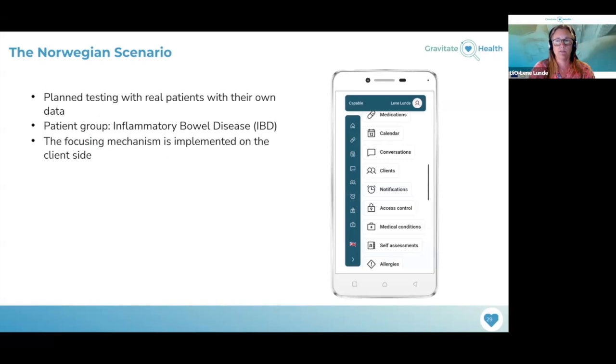The patient group is inflammatory bowel disease patients. Currently, we are waiting for the Data Protection Office to approve our testing at the hospital, but we are hopeful that we will start the real patient testing soon.